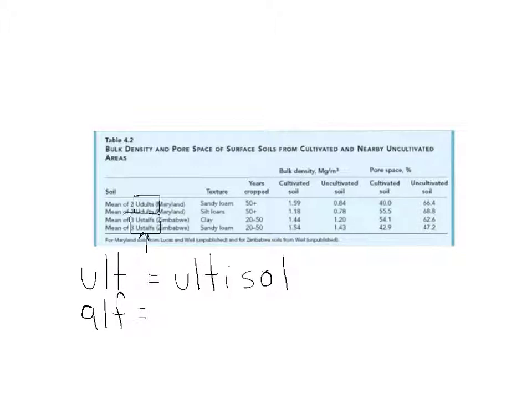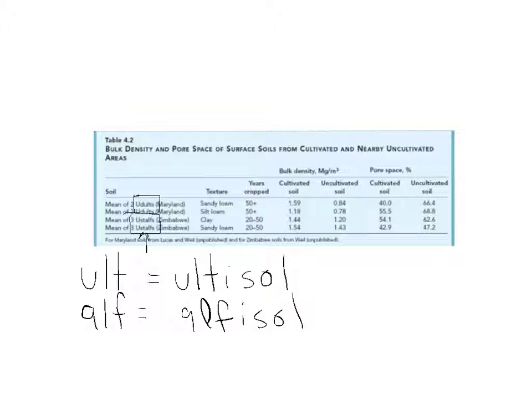Okay, remember, looking at the end of these words here tells us or signals to us what order they are. So remember, ULT will equal Ultisol. Okay, Ultisol. ALF, that will equal Alfisol. Alfisol. Okay. So I'll give you an idea of what soil we're dealing with here.